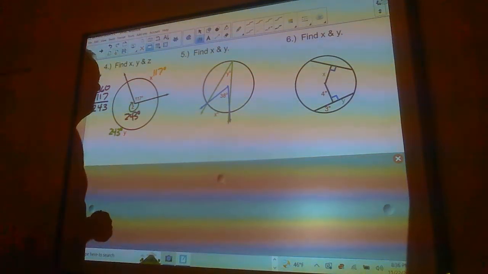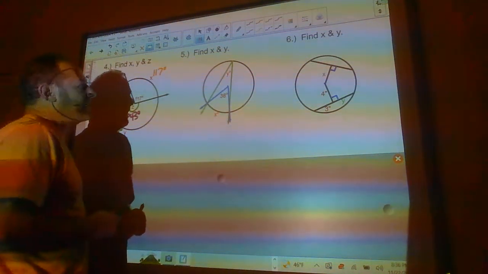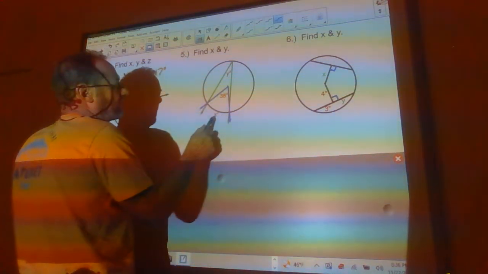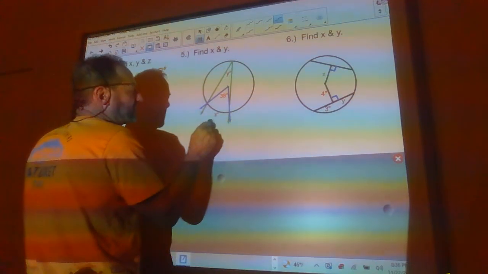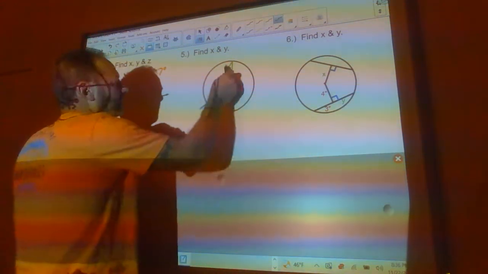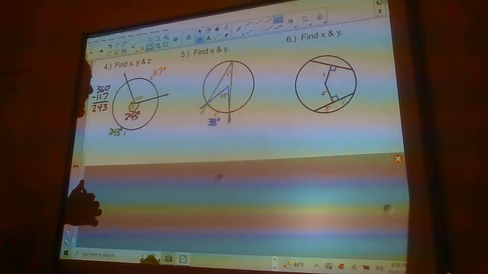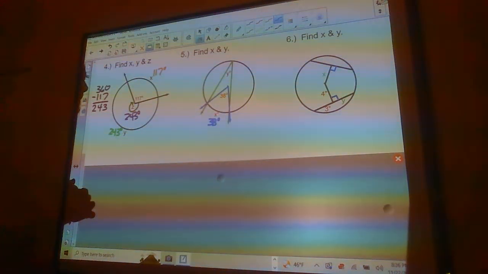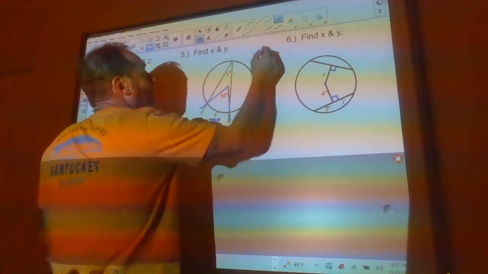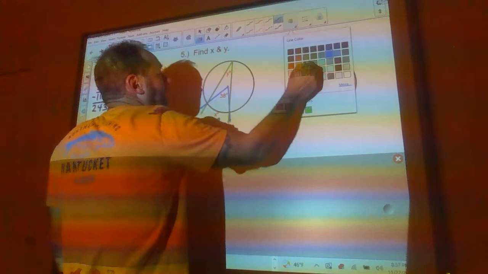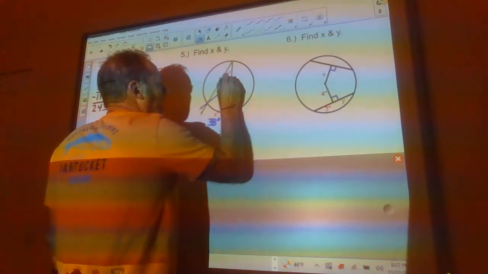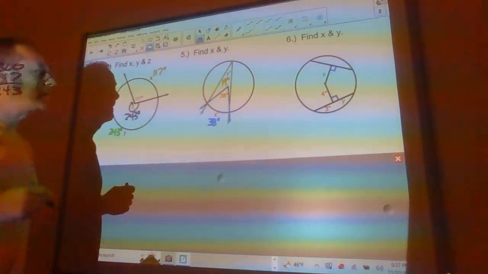Okay, look at number 5 here. So the blue angle is a central angle, which means that its intercepted arc is the same number of degrees. So this is 38 degrees right here. So that's x. And then the green angle is an inscribed angle, so it's always half of its intercepted arc, which means that it must be 19 degrees. Okay.